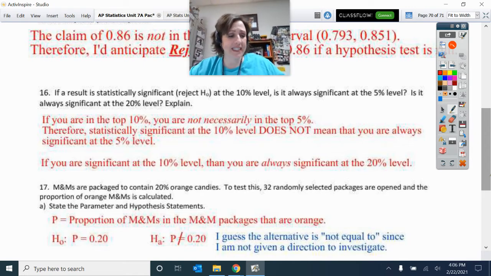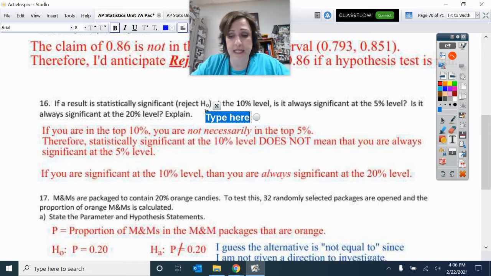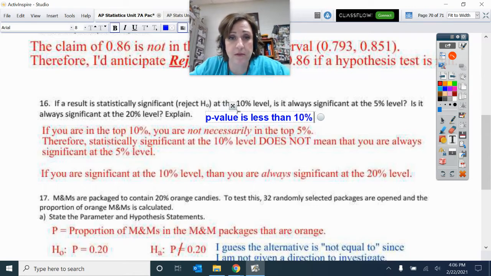So with this number 16, if a result is statistically significant, remember that means that you rejected the null hypothesis. So to be statistically significant at the 10% level, that means, and I'm going to make a note here, that your p-value is less than 10%. Okay, so that's what that tells us.